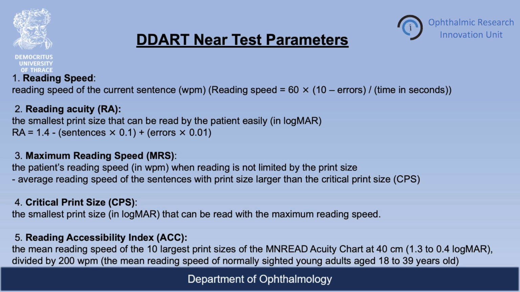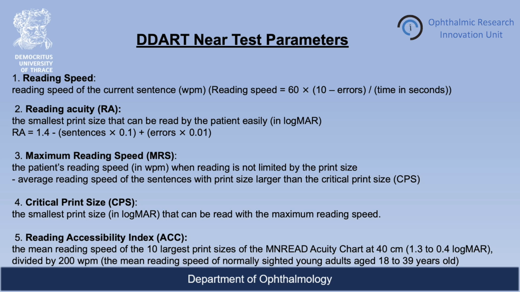Maximum reading speed is defined as the patient's reading speed when reading is not limited by the print size. It is calculated by averaging the reading speed of the sentences with a print size larger than the critical print size. Another reading parameter of DART is the critical print size, which is defined as the smallest print size in logMAR that can be read with the maximum reading speed.